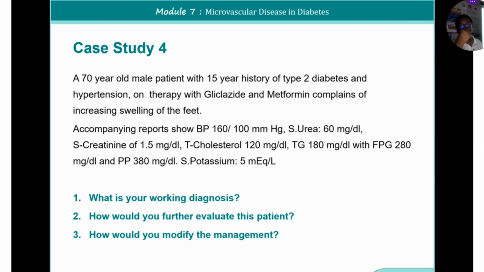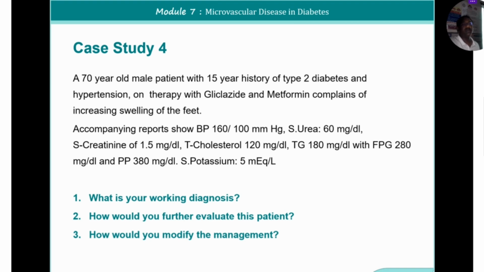Uncontrolled hypertension and also, one is male, elderly male, okay, 70-year-old. Then the diabetes, then the hypertension, okay, diabetes and hypertension. Now the CKD, okay. So urea and creatinine are elevated. And any dyslipidemia, cholesterol 120 and the TG 180, okay. And uncontrolled blood sugars, fasting and PP way high.